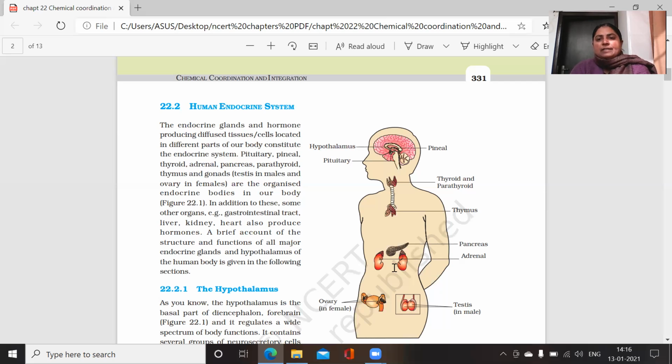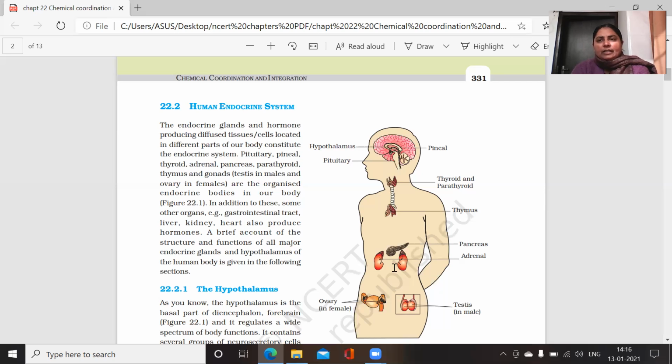Then at the bottom region of your thorax, the thymus gland is present. This thymus gland is the region where your blood cells mature. All of you remember very well that the blood cells are produced in the bone marrow and later migrate towards the thymus gland, and their maturation takes place in the thymus gland.